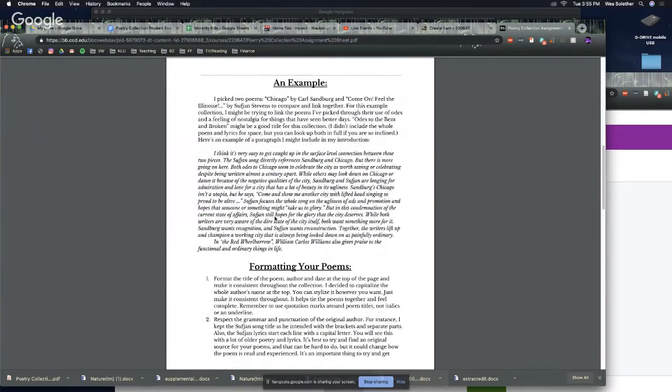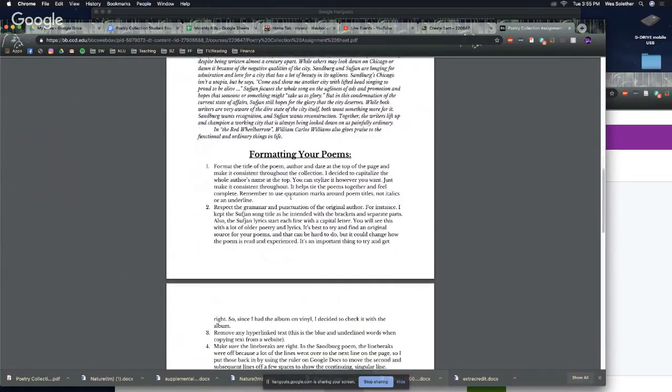So I put an example here connecting the poem Chicago by Carl Sandburg to Come On Feel the Illinoise by Sufjan Stevens. And you can use songs, it's totally fine too. Songs are poems. If you're unsure of what a poem is, you can just definitely ask me. If you have something in mind that's creative, go for it. I want you to show off your talent and creativity.